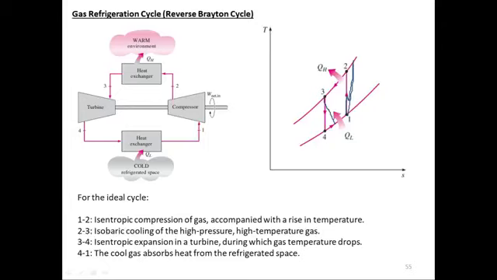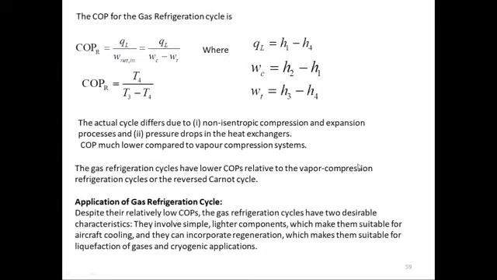Okay, and moving on. The actual cycle differs due to non-isentropic compression and expansion processes. And number 2, the pressure drops in the heat exchangers. We are considering a constant isobaric process, but there will be pressure drop in the heat exchangers, both in the condenser and in the evaporator. COP is much lower compared to the vapor compression cycle.